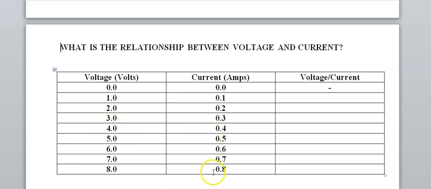The current also doubles. So the trend, the pattern, is that if you double the voltage, you double the current. What happens if you triple the voltage? Well, 1 to 3 is tripling, and 0.1 to 0.3 is tripling. 2 to 6 is tripling, 0.2 to 0.6 is tripling. So if you double the voltage, you double the current. If you triple the voltage, you triple the current.